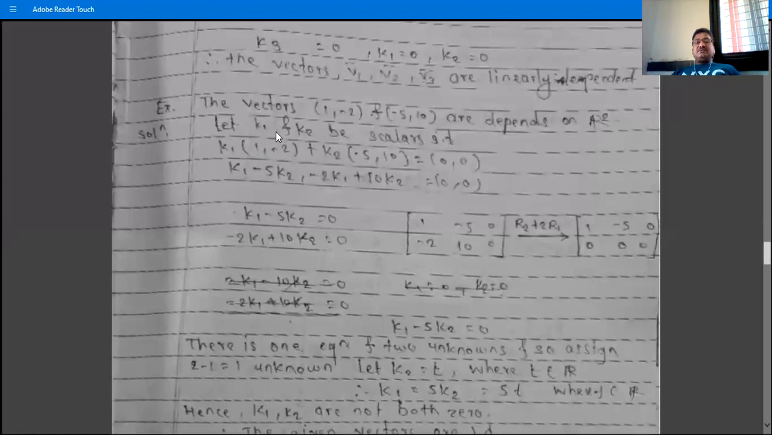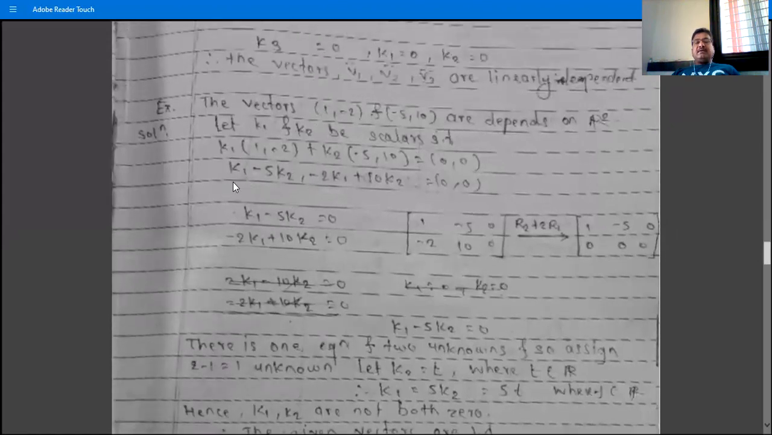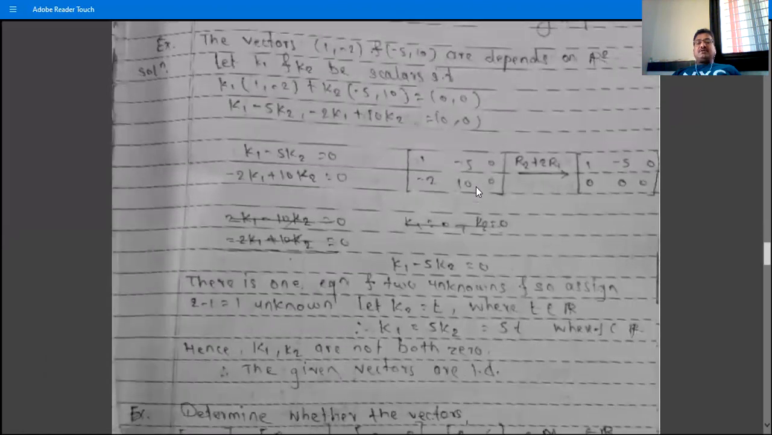So take the first example. I take two scalars. Let K1 and K2 be scalars like that. K1 V1 plus K2 V2 is equal to 0 bar. So V1 is (1, minus 2), V2 is (minus 5, 10), and 0 bar is (0, 0). So apply the definition of scalar multiplication and the definition of addition. We have, in round brackets, (K1 minus 5K2, minus 2K1 plus 10K2) is equal to the ordered pair (0, 0). And then compare LHS and RHS. We have K1 minus 5K2 is equal to 0, and minus 2K1 plus 10K2 is equal to 0.